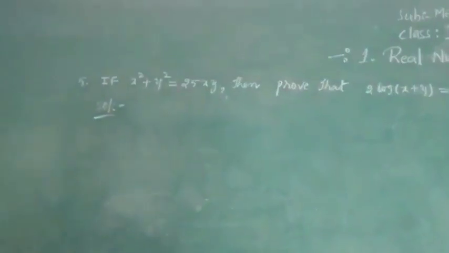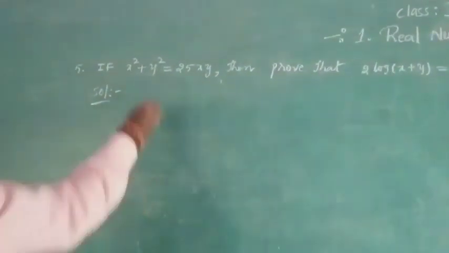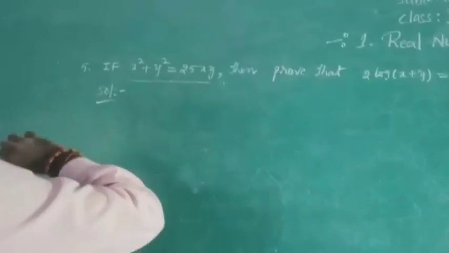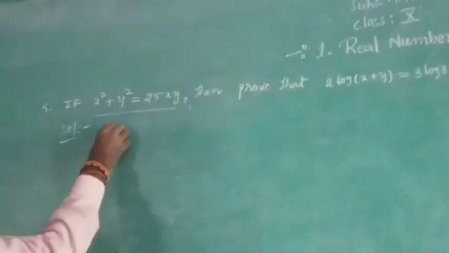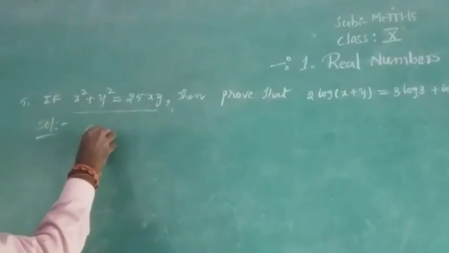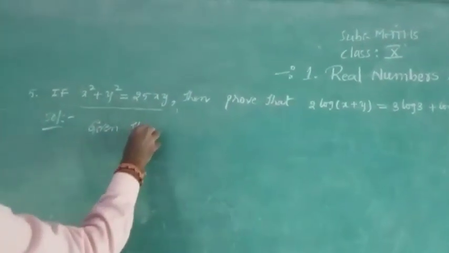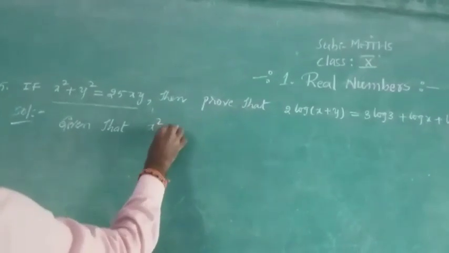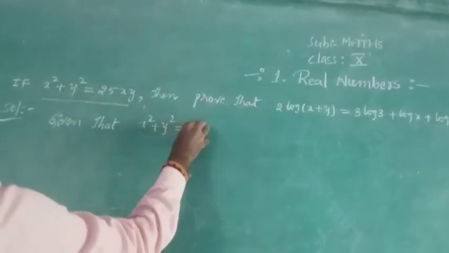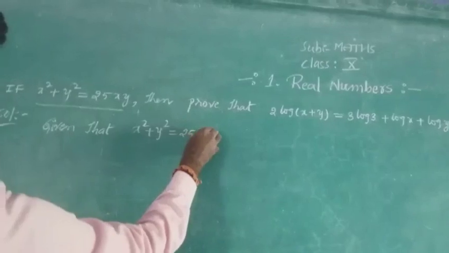The solution for this. What's the given? This is a given statement. From this given statement, you need to prove that it is equal to 0. Let me write. Given that x square plus y square is equal to 25xy.